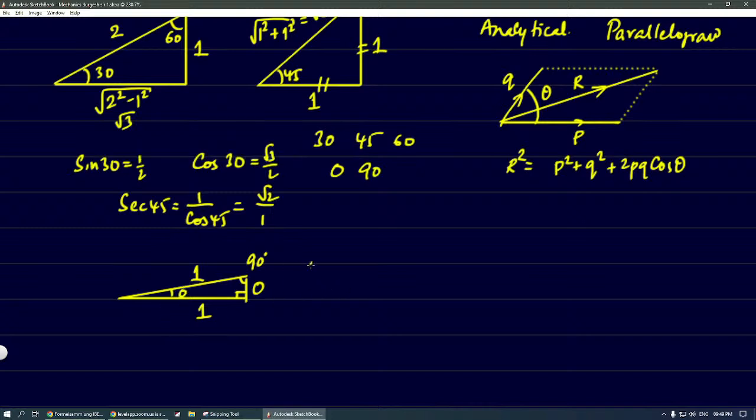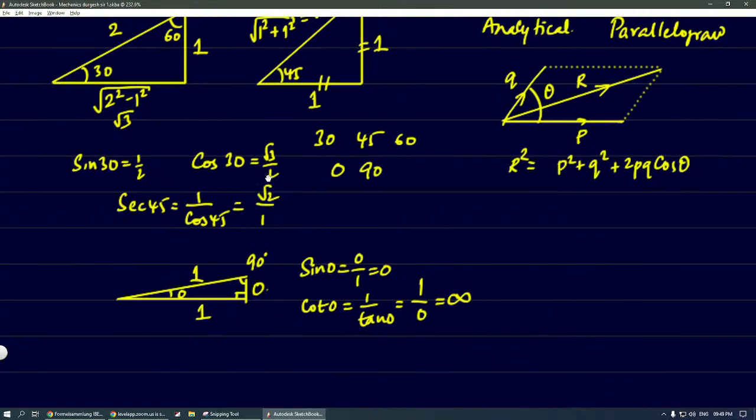Now if you want sine of 0, sine of 0 is opposite by hypotenuse. So 0 by 1 is 0. If you want cot of 0, it is 1 by tan 0. Tan 0 means opposite by adjacent. So opposite is 0 by adjacent 1, which is 0. And 1 by 0 is infinity.